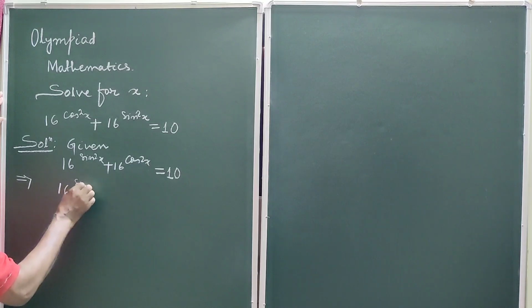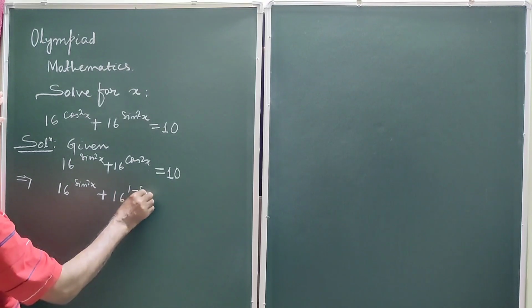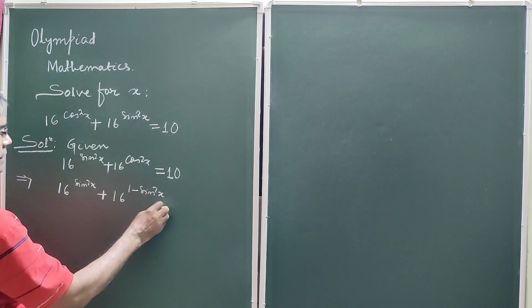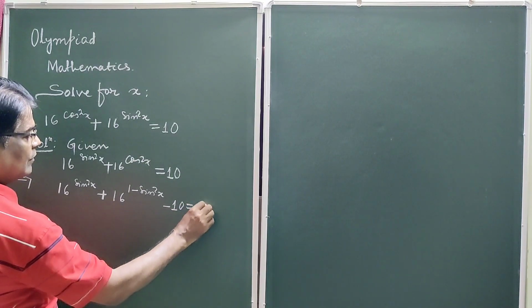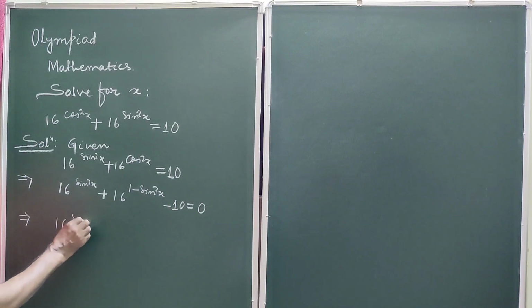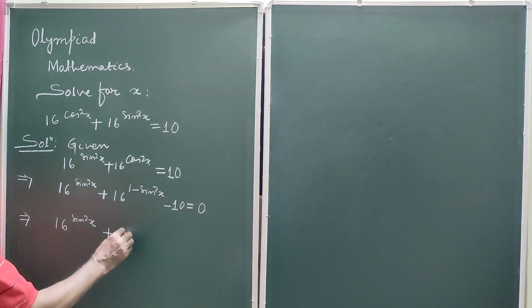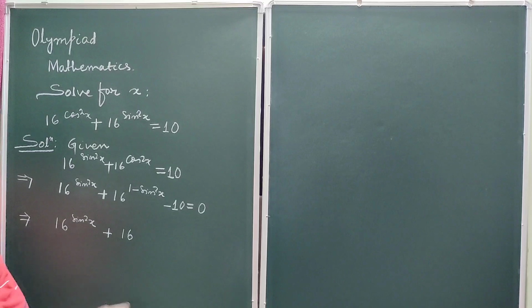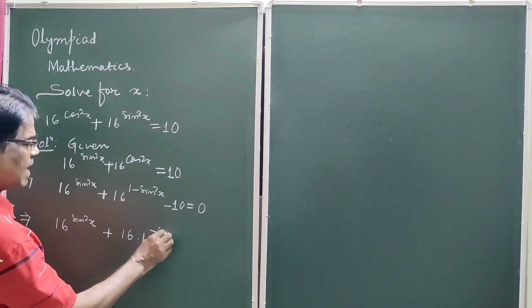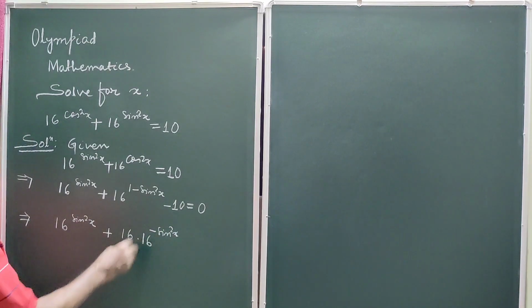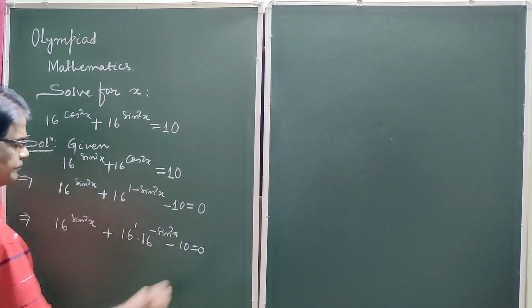16 to the power sin square x plus 16 to the power 1 minus sin square x minus 10 is equal to 0. 16 to the power sin square x plus 16 into 16 to the power minus sin square x. This is 16 to the power 1, minus 10 is equal to 0.